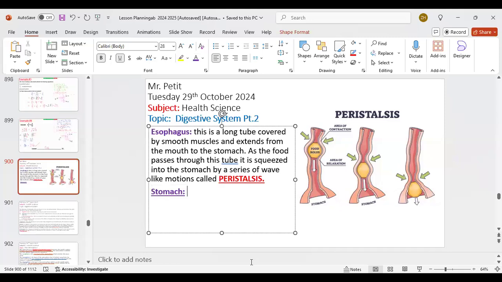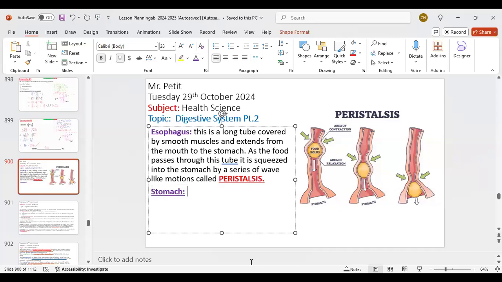So again, we call that organization, like how you organize it. Cells make up tissues. Tissues make up organs. Organs make up systems. Systems make up man, or organ systems make up man. Okay, so let's go ahead and write that.